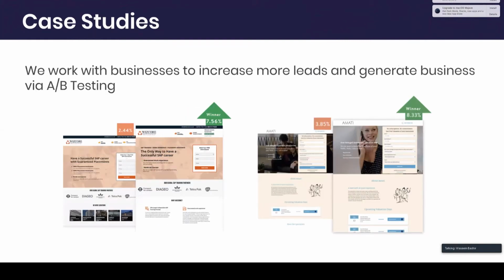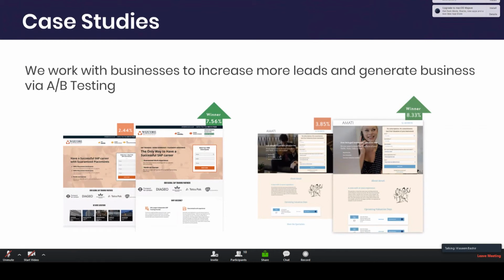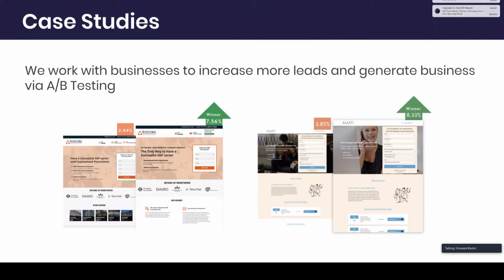So just to give you some examples, these are case studies which we worked on within our own agency. For VizCore, we started with a conversion rate of 2%. Conversion rate in this context meant people filling out the form. And by iteratively implementing changes which improve the overall user experience, we managed to increase the conversion rate by 7.56%. Which involves basically out of 100 visitors, there will be around 7 to 8 people who will fill out the form.